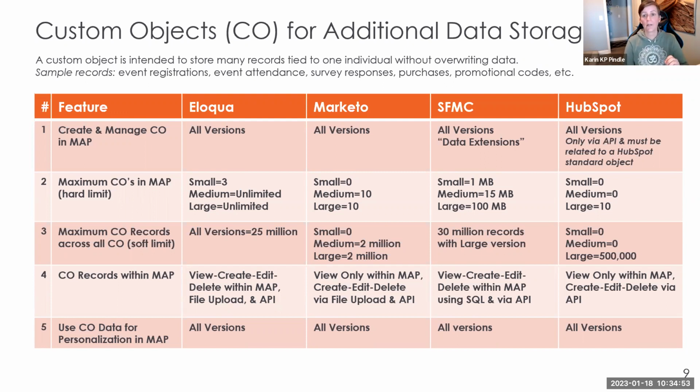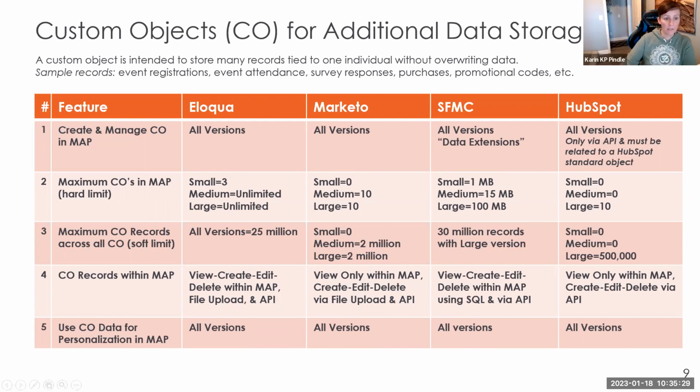Now with Salesforce Marketing Cloud, I just want to mention, they don't use the word custom objects. Instead, it's called data extensions, which are used like custom objects. They have other uses as well, like shared lists or static lists in Eloqua, Marketo, and HubSpot terminology. A data extension could be used as one of those as well, but also as custom objects. And then HubSpot has custom objects with all versions, but they're only accessible via the API. It must be related to a HubSpot standard object like the contact object.